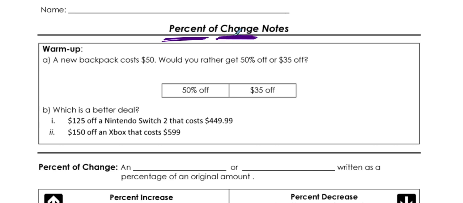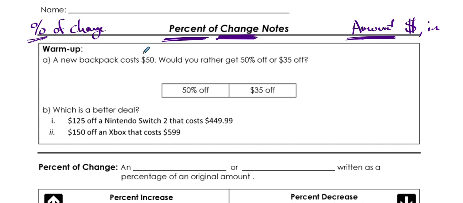just talked about. The amount something changes by, the amount, which could be a dollar amount or inches, it could be a measurement, whereas the percent of change is always going to be a percentage, how much that amount compares to the original amount, the old amount.